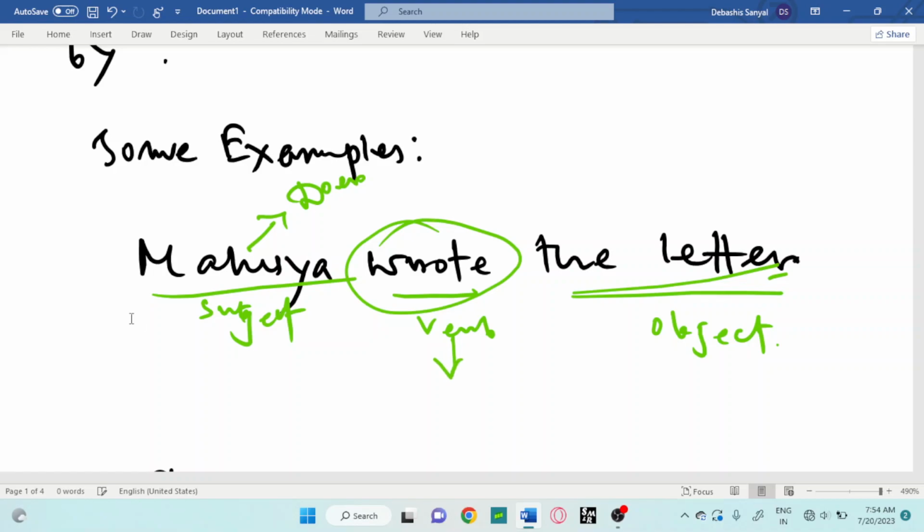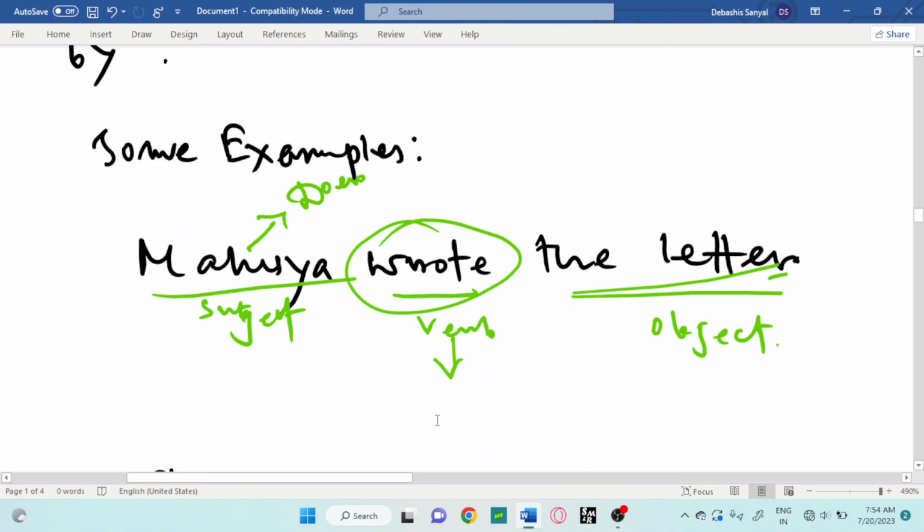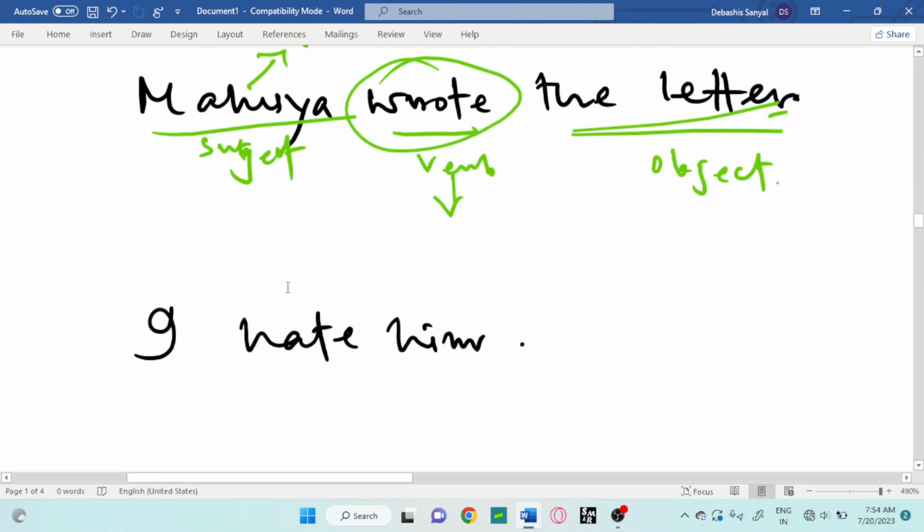And we have to change based on the rules. The object becomes the subject. That's when the letter becomes the subject. And it's very important, if the sentence is in active voice, you have to understand in which tense the sentence is used. Mohua wrote the letter, it's past indefinite. That's why tense is very important to learn voice also.